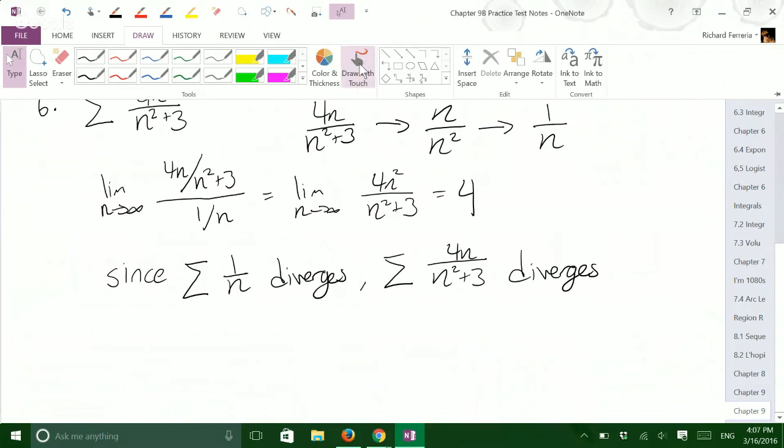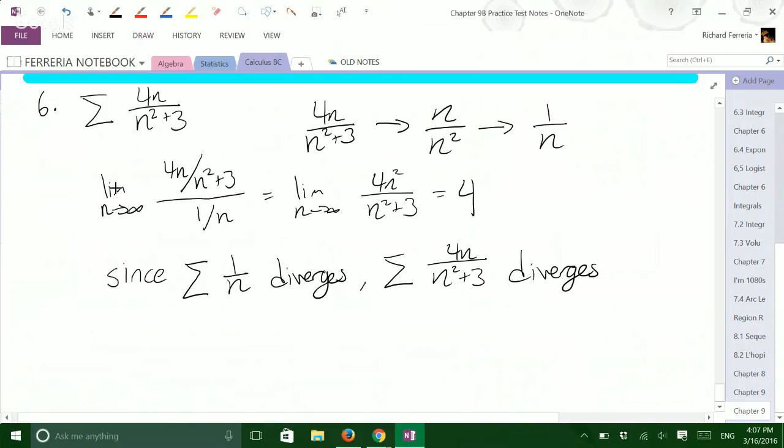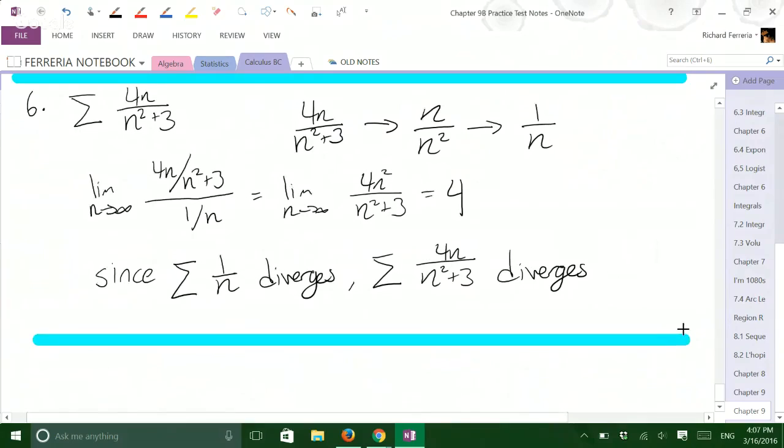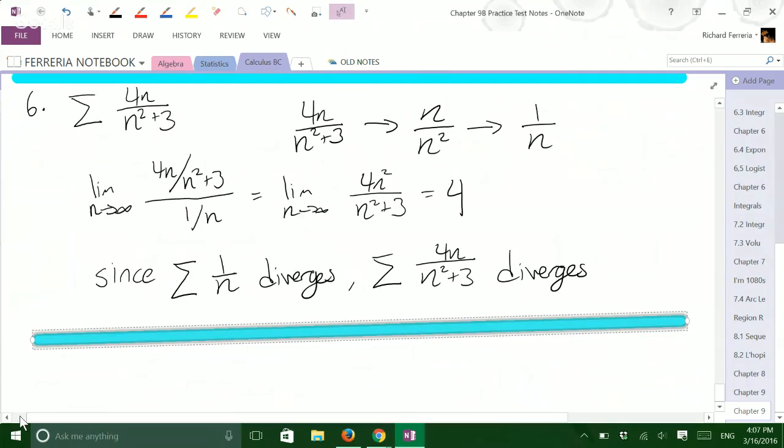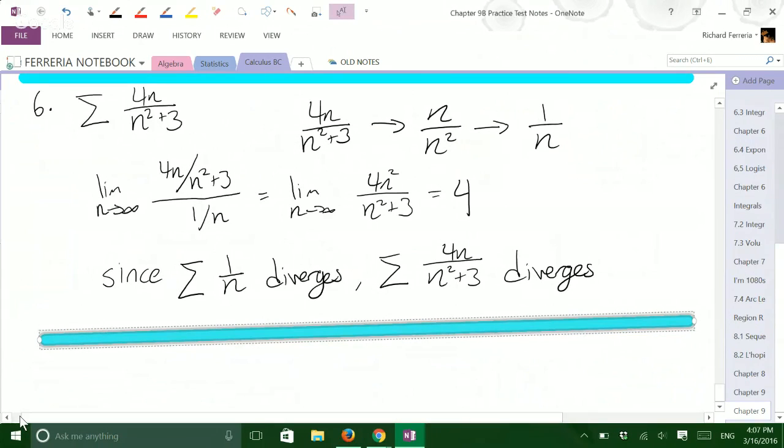What does this draw with touch? Haven't I been doing that? I didn't need to push a button for that. Questions on 6?